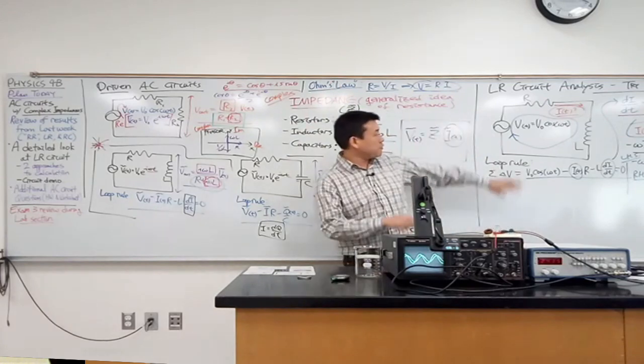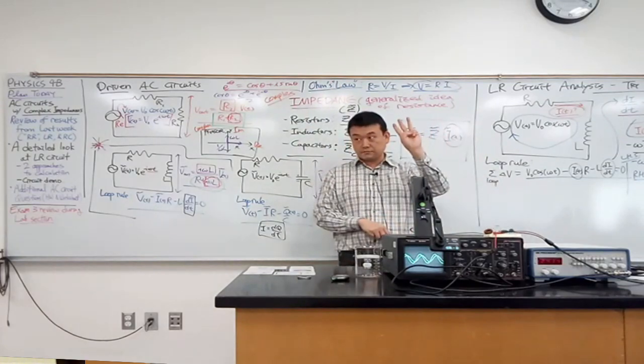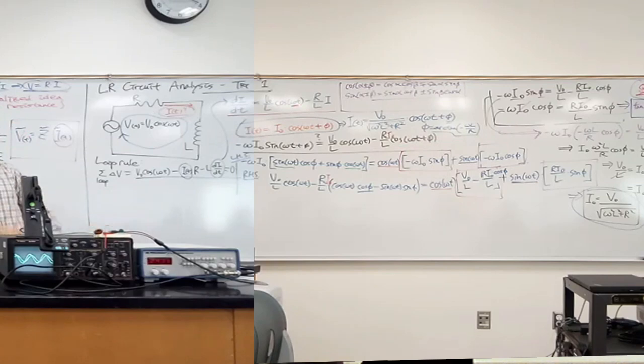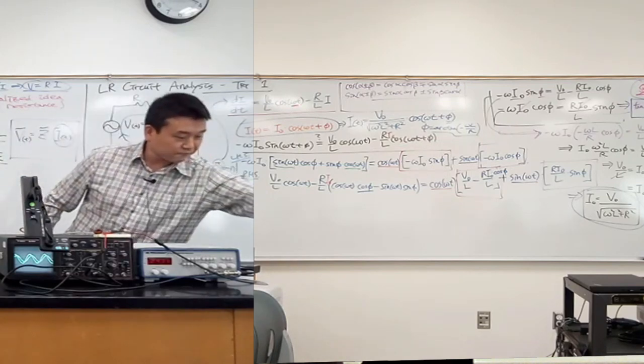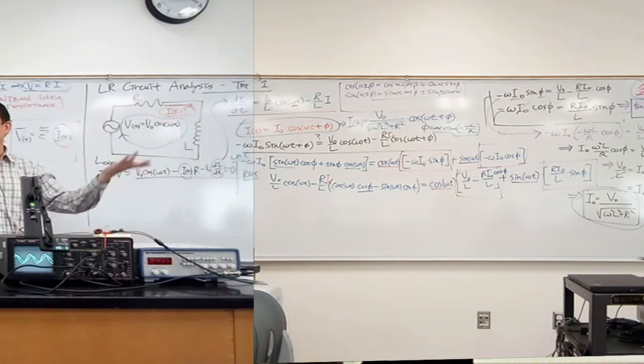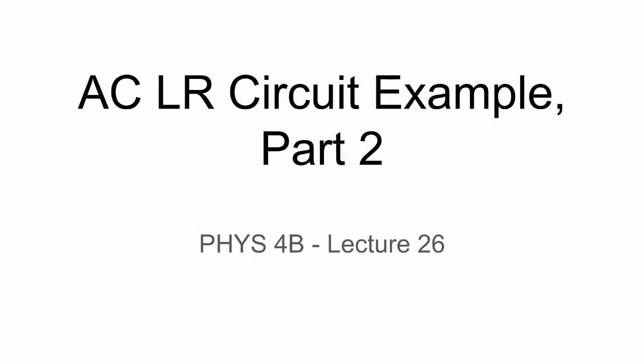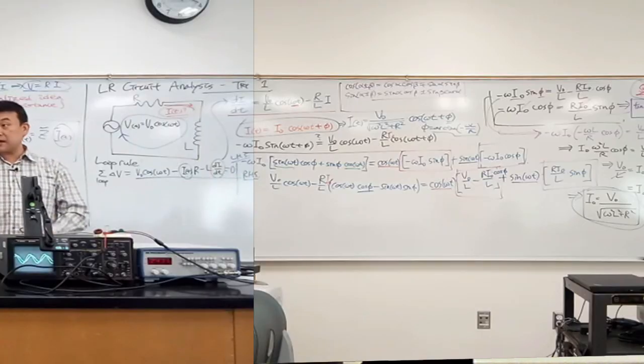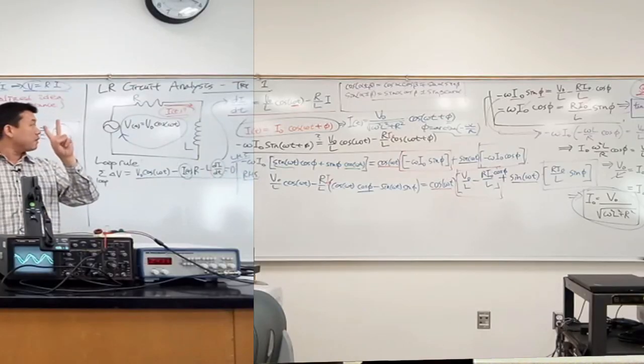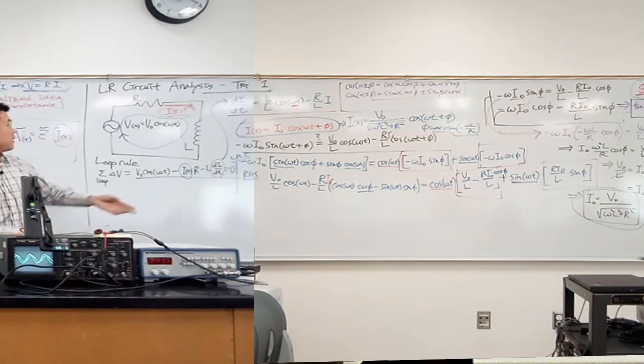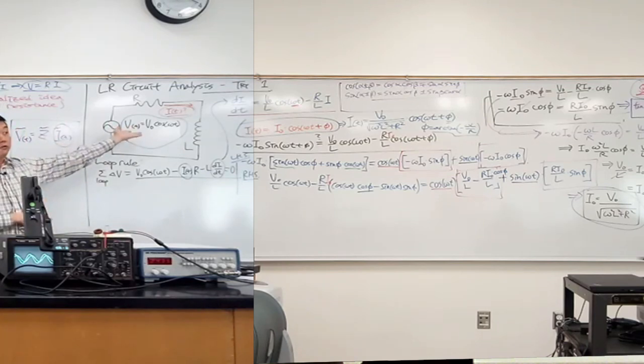I said that I will do this circuit three different ways. This is the first method. It took half of the class or something like that. What I'll show you is the second method, which is actually a very simple improvement from using a real function to a complex function. It already simplifies my work a lot.